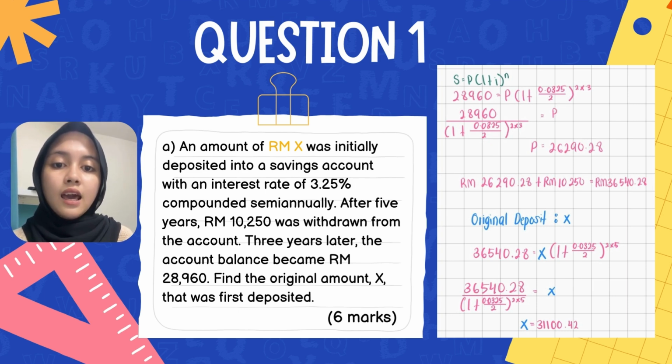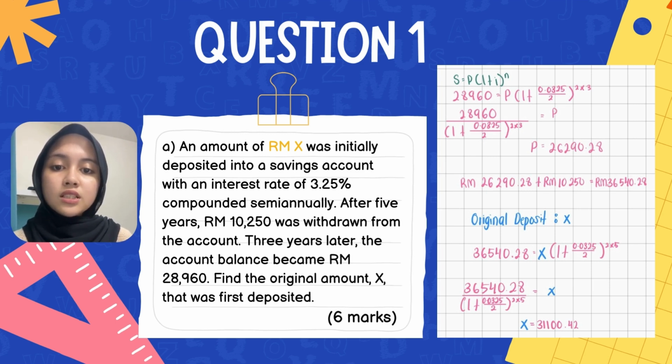Next, the N. N is M times T. Our M is 2 and our T is 3 because we need to know the original principal for the 3 years later. So, substitute the information into the formula and the answer will be 26,290.28 cents. Next, the question said after 5 years, 10,250 ringgit was withdrawn from the account. This means the remaining balance in the account after 5 years is the total amount before withdrawal. So to calculate this, we need to add the withdrawn amount, which is 10,250, back to the remaining balance.